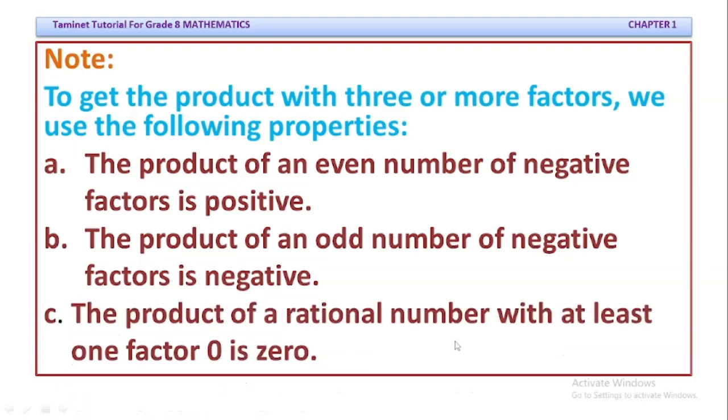The product of a rational number with at least one factor 0 is always 0. If one factor of a number is 0, then the product will always be what? 0.